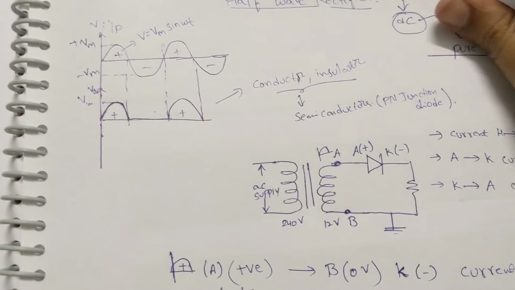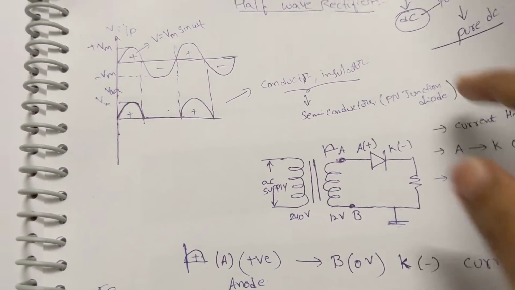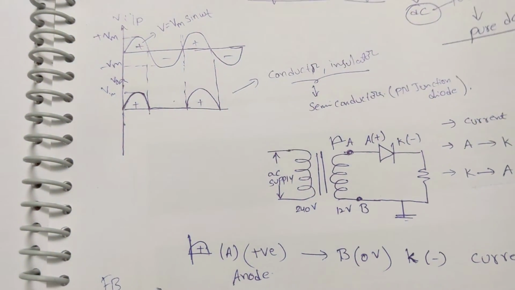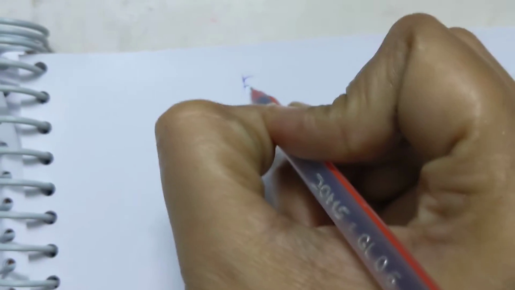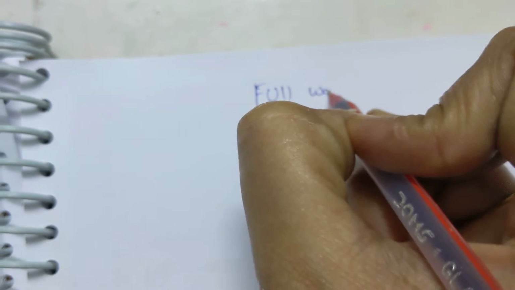So for today's class, we go for the full wave rectifier. Full wave rectifier means both positive and negative half cycles should be rectified. So we are going for the full wave rectifier.